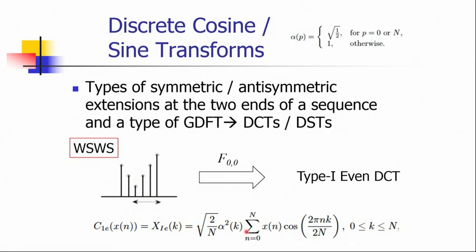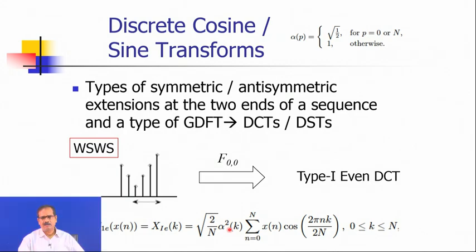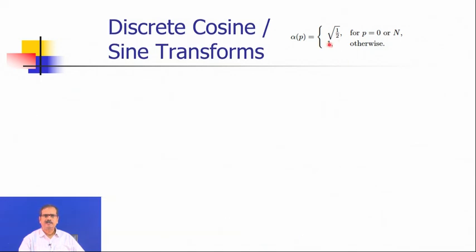There is a definition of alpha p also. This is for the normalization operations, for making it orthogonal and orthonormal. When you are performing the reconstruction, they should satisfy this property. So, you will have this particular definition.